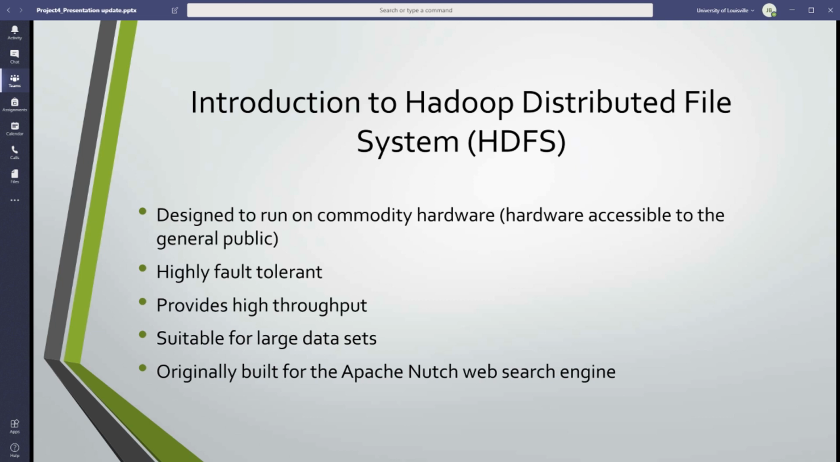It provides a high throughput of files, and this is because the files are divided into blocks, so random access becomes very easy and fast. And because of these two things, it is suitable for large data sets. It was originally built for the Apache Nutch web search engine.